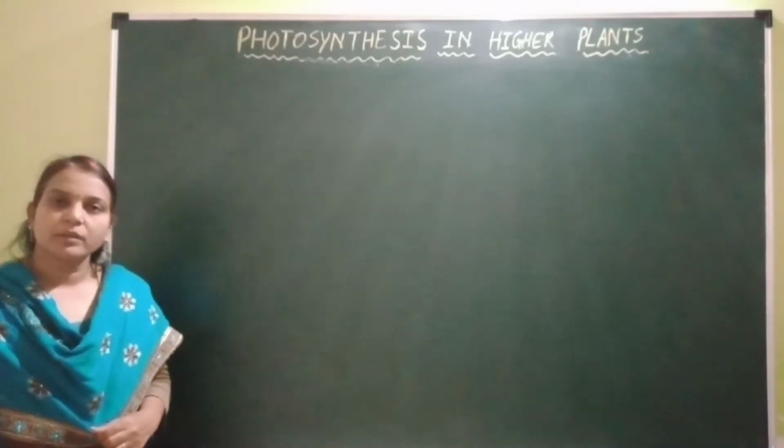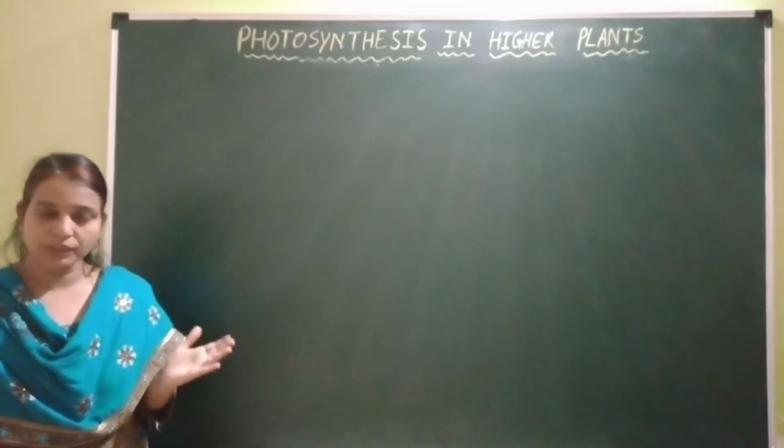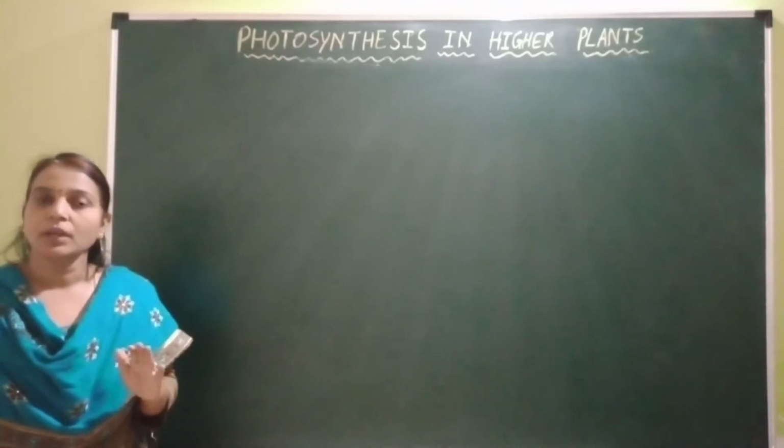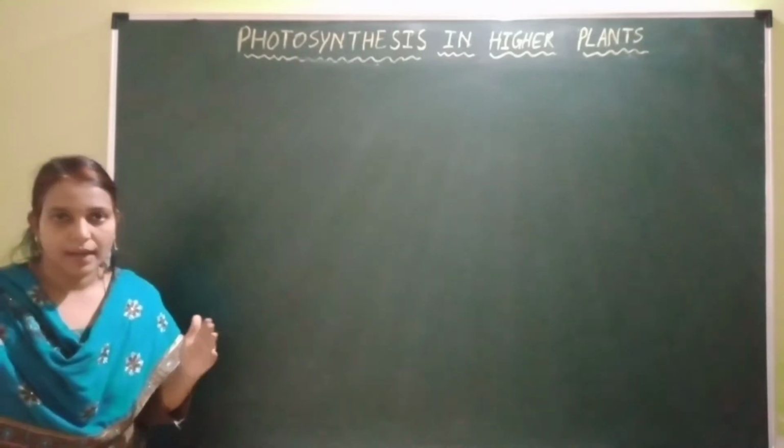Hello students, in the previous videos we studied the details of light phase, during which radiant form of energy, that is sunlight, is converted into chemical form of energy, that is ATP and NADPH. Now let's start with dark phase.